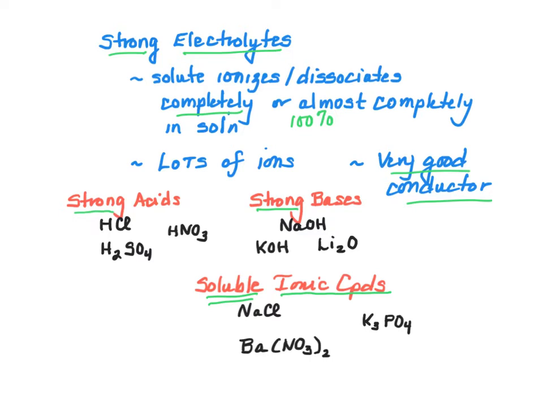Okay, if I had a 1 molar solution of each of these, they wouldn't conduct electricity equally. This makes 2 ions, this makes 3 ions, and this makes 4 ions. So the potassium phosphate would actually be the better conducting solution because it has more ions to do the conducting.